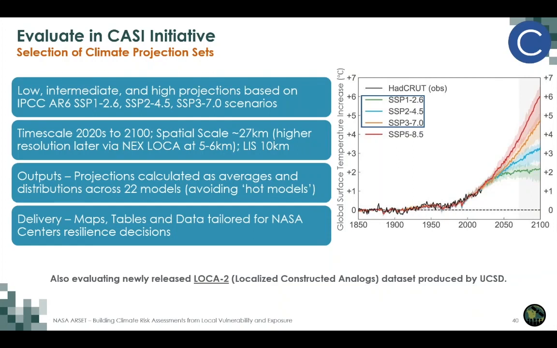We take outputs from all of the models, but then we look at a set of projections focusing on 22 models that allow us to avoid the hot model situation. So these 22 models are the central core of our NEX based projections. We also deliver results using maps, tables, and data that are tailored for the NASA centers and oriented towards the type of things that stakeholders have interest in as they're making resilience decisions.